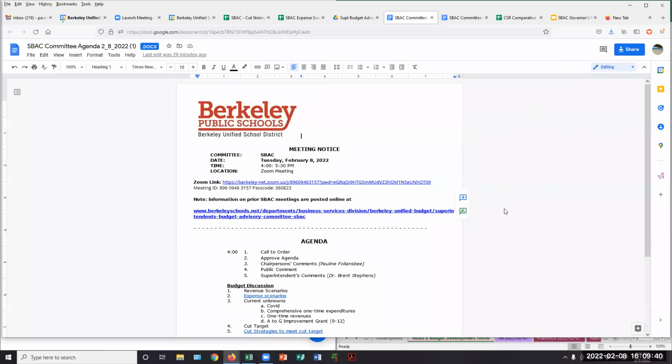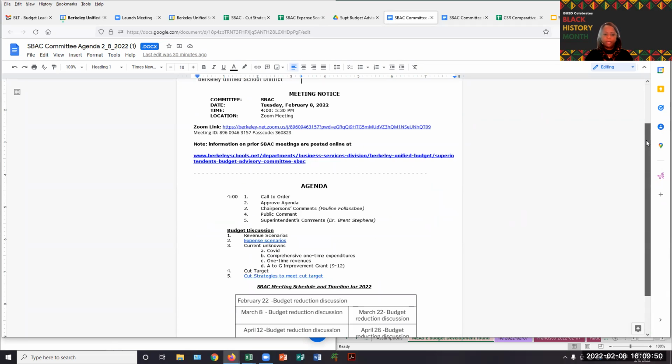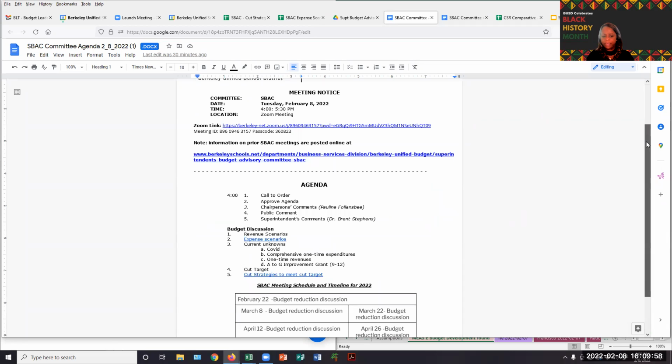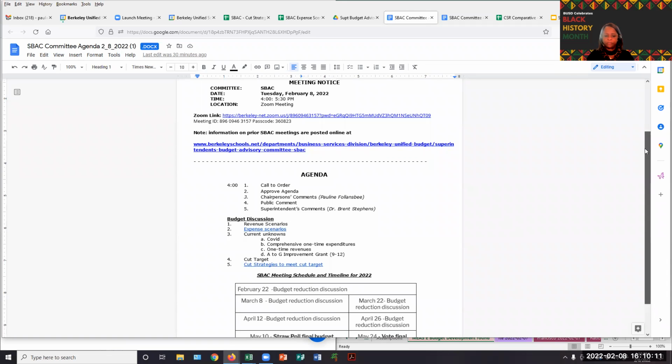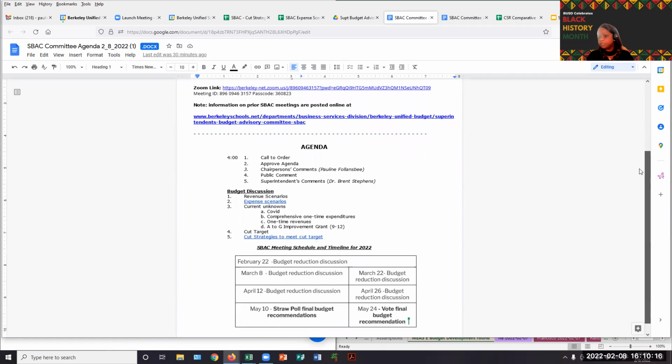Okay, all right. So let's take a look at the agenda. We're going to be focusing on budget discussions. The two things we're going to look at today are expense scenarios and our cut strategies. Those are the two items, number 2 and number 5, where we have a link to the document. We also have a schedule of our upcoming meetings and what we're hoping to accomplish in these meetings.